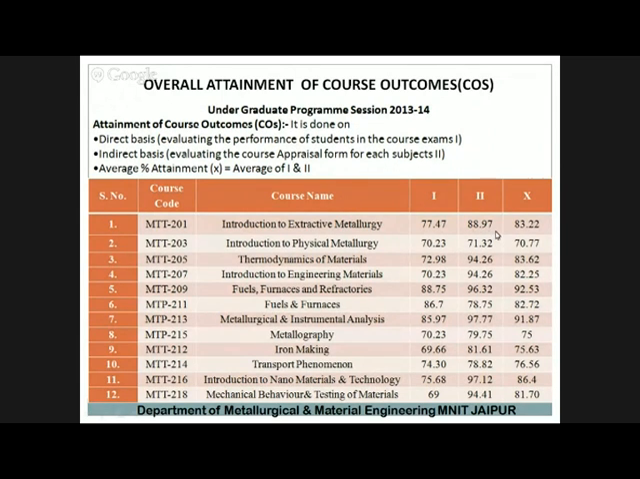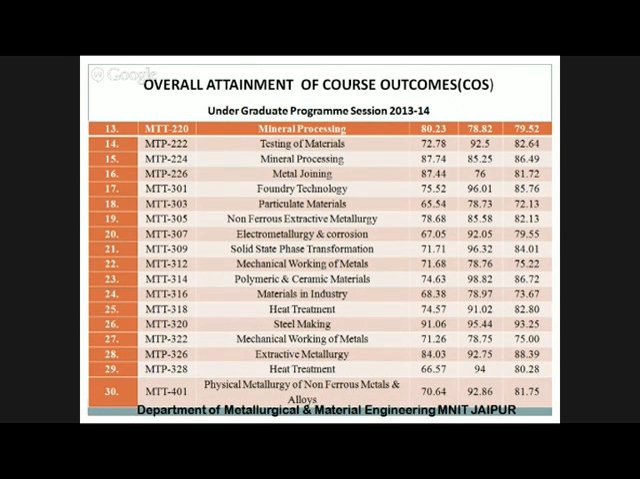This is the 88.97%, the indirect attainment. This is the direct attainment, the percentage of marks a student gets in your course, and this is the student giving feedback about your course, and this is the average, 83.22. So you can say that for the first course, the average attainment is 83.22. Like that, you can calculate this for all the courses.